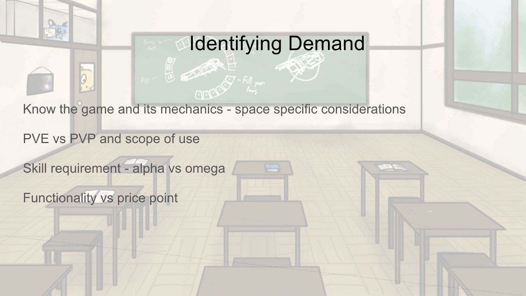Another thing to consider to identify the potential demand of an item is skill requirement. Is this item usable by alphas, or only by omegas? Why is that important? If it's something that's usable by alphas, that means it will also be usable by omegas. Let me give you guys an example.